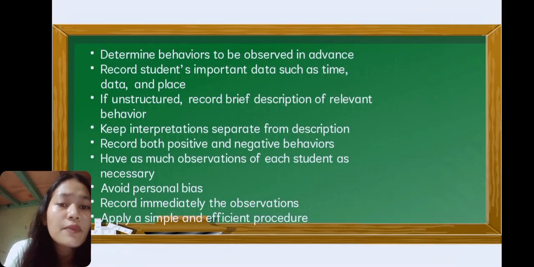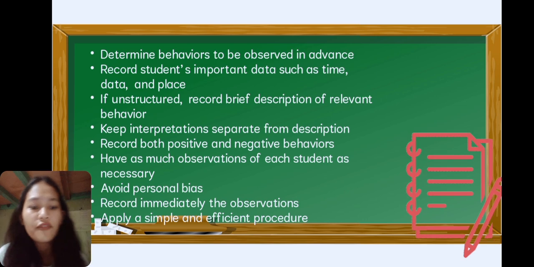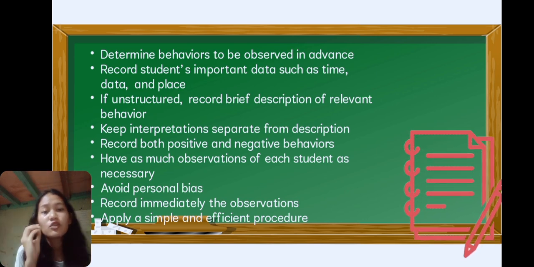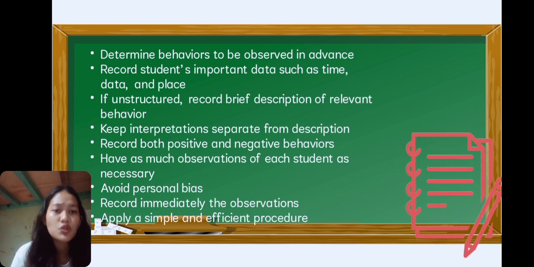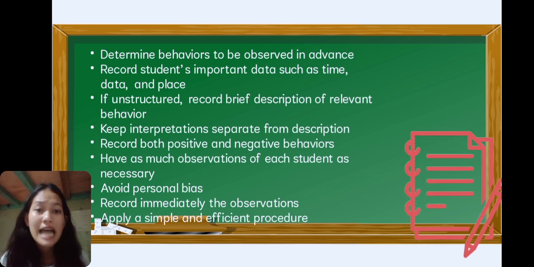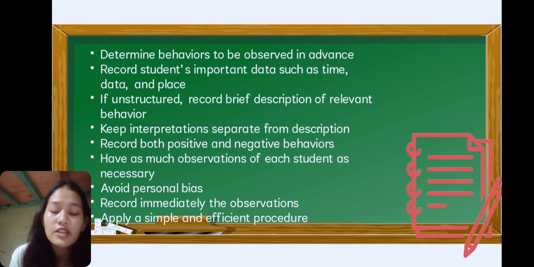So we have here the next slide, the things that should be considered if the teacher observation method will be used to assess affect. You can read it, everyone, because it will really consume a lot of time. Determine the behaviors to be observed in advance, and record students' important data at such time and place. Those are the things that should be considered if a teacher's observation method will be used to assess affect.